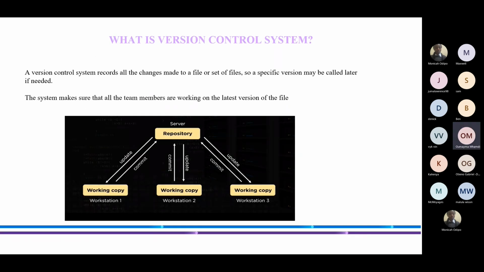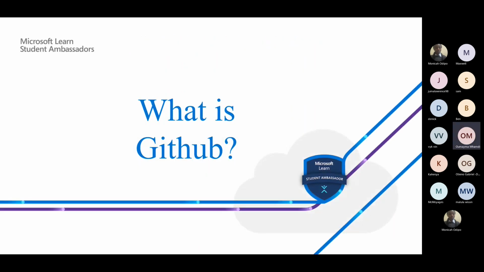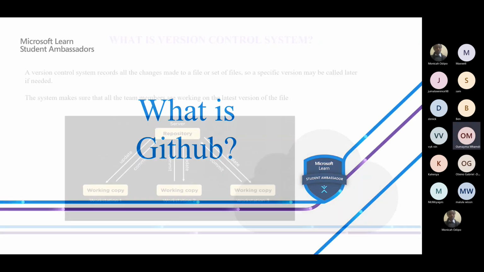So what is a version control? A version control system records all the changes made to a file or set of files, so a specific version may be called later if needed. The systems make sure that all the team members are working on the latest version of the file. This is illustrated in the image on the slide.